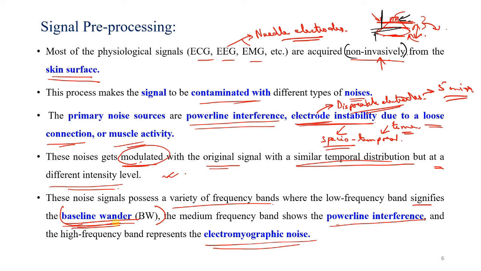If you try to draw the baseline, suppose initially the baseline was like this, it will either increase like this, or it may decrease like this, depending upon the nature of your circuit. Now this slow movement of the baseline, say for example it is moving up, is called baseline wandering.